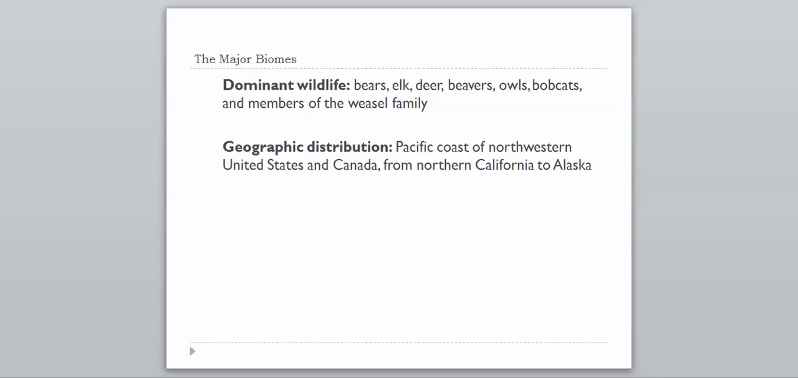And so where we're going to find this is up at the Pacific coast of the northwestern United States, like Washington, Oregon, places around there, and then it goes up into Canada, and it can actually start in northern California and go all the way to Alaska. So it has a vast stretch of land that is considered to be this northwest coniferous forest.